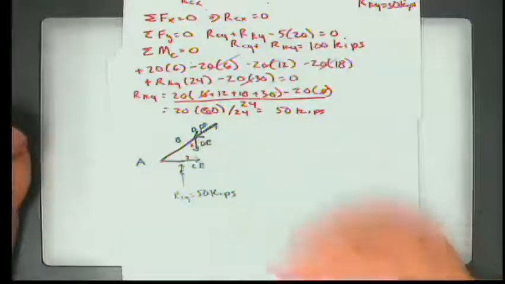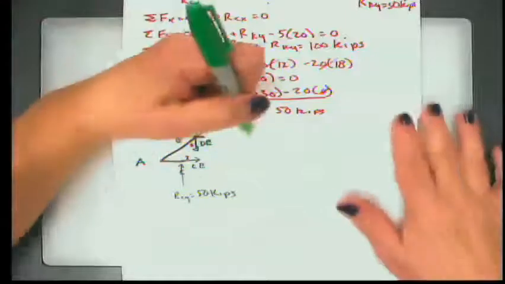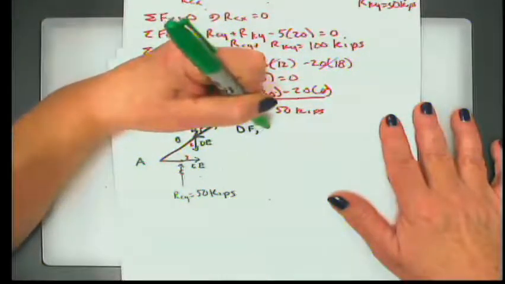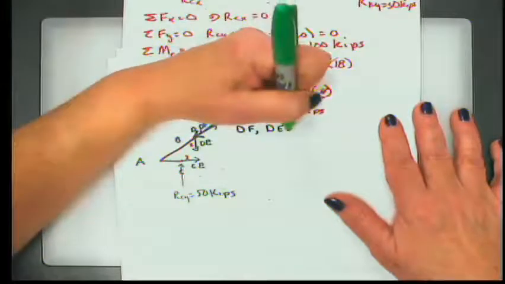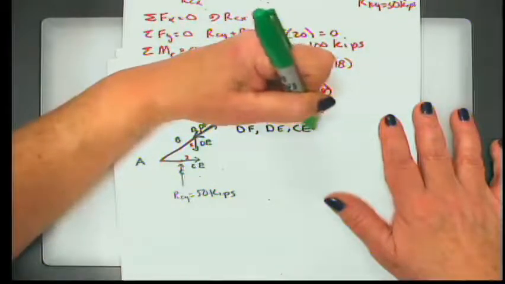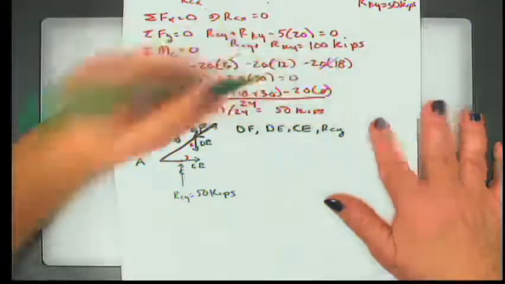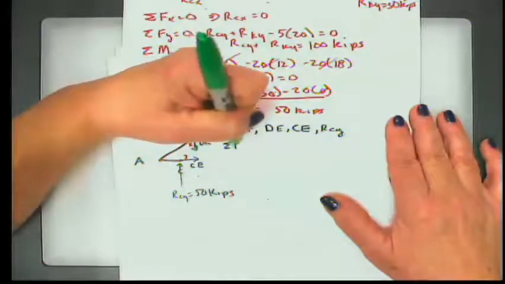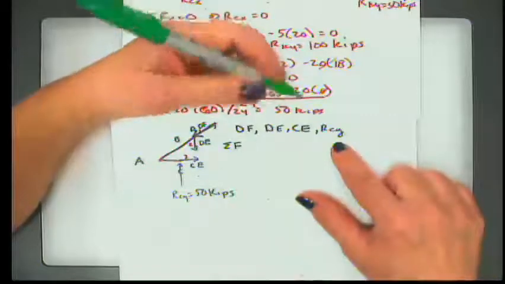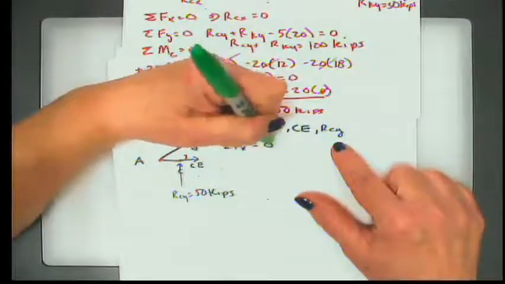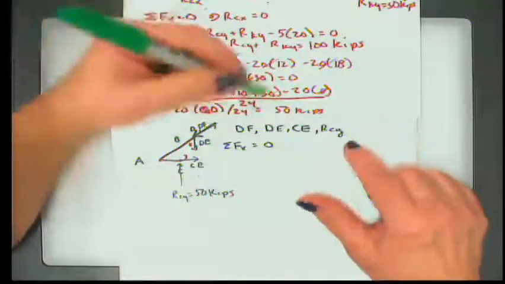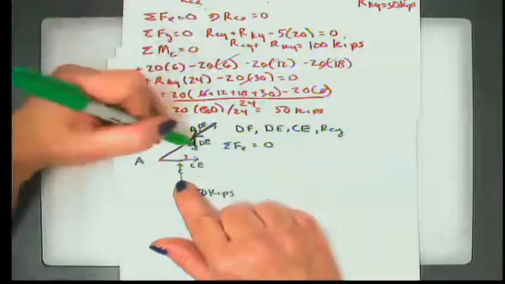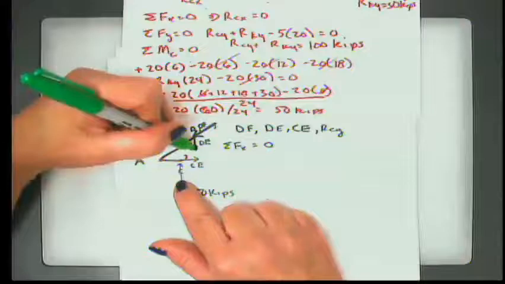But I'm going to find out in my signs. All right, so now here are my forces: D sub F, D sub E, C sub E, and R C Y. I have to break those into components. The summation of those four things in the x direction has to be 0. Some of them don't have x components. This doesn't have an x component, and this doesn't have an x component.